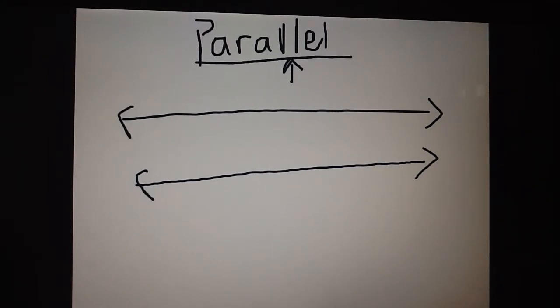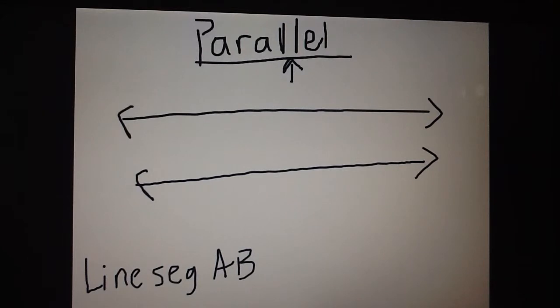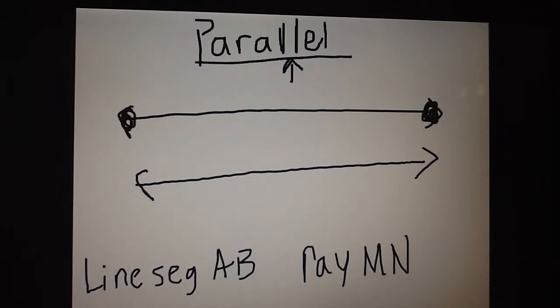So let's say line segment AB is parallel to ray MN. Let's make this into our line segment. Make these into dots. And this is our ray. How would we label this? You would put A right here, B right there, an M here, and an N here.